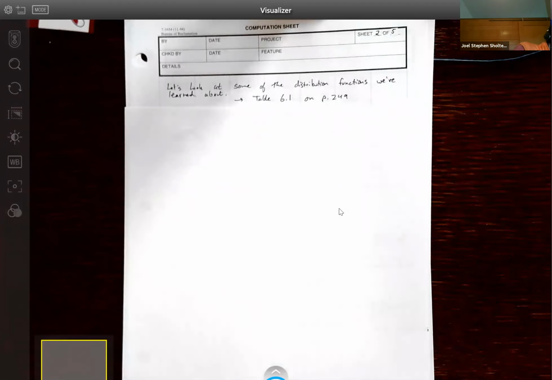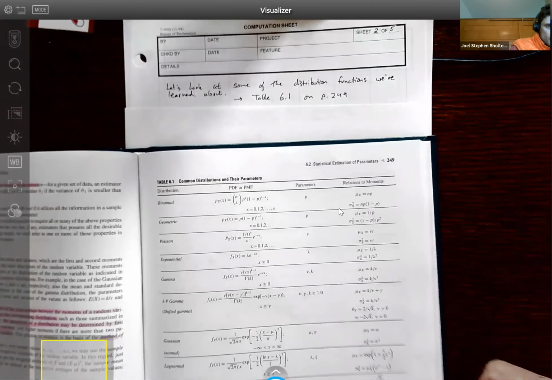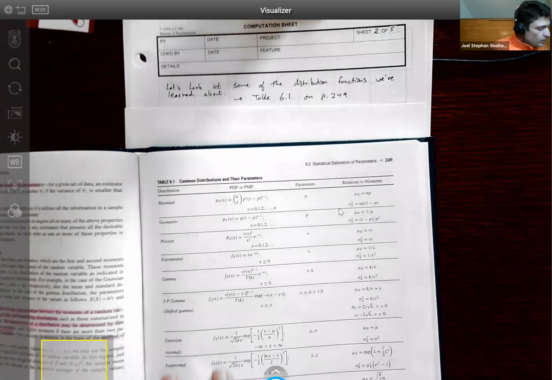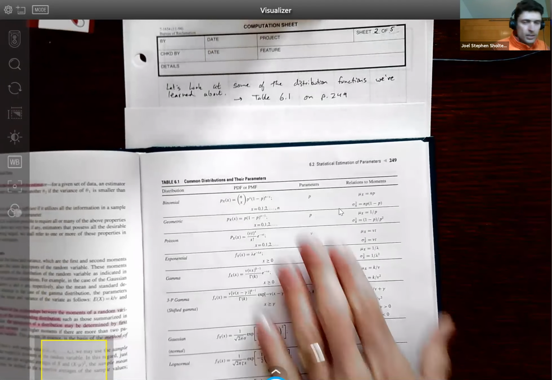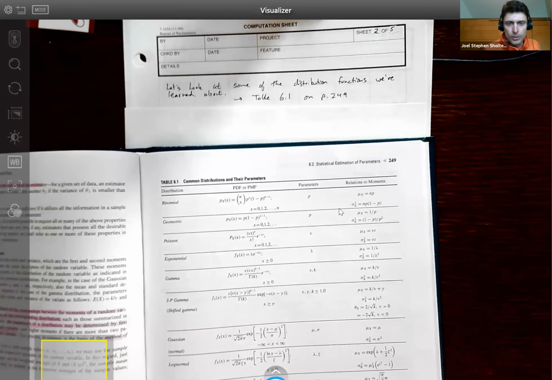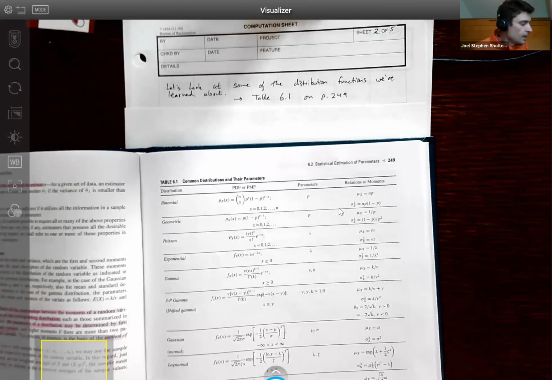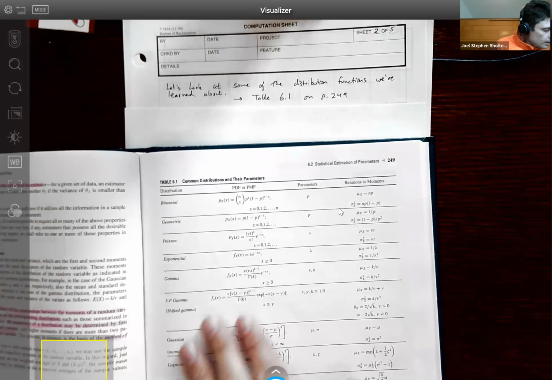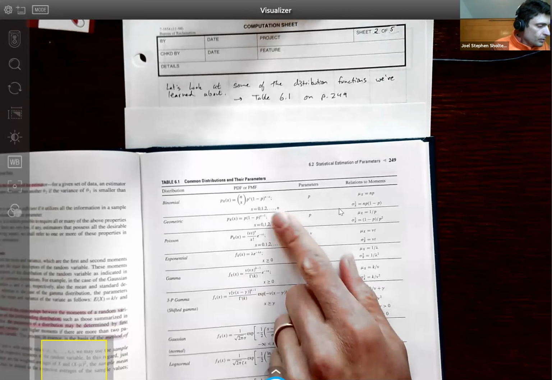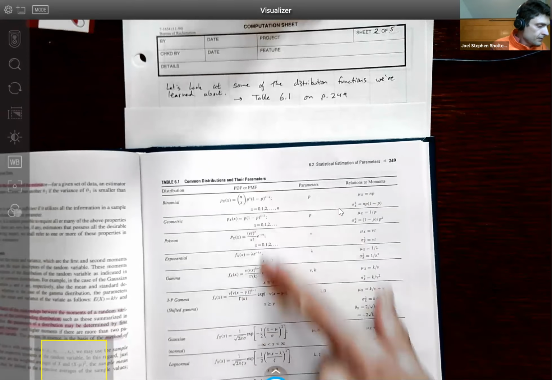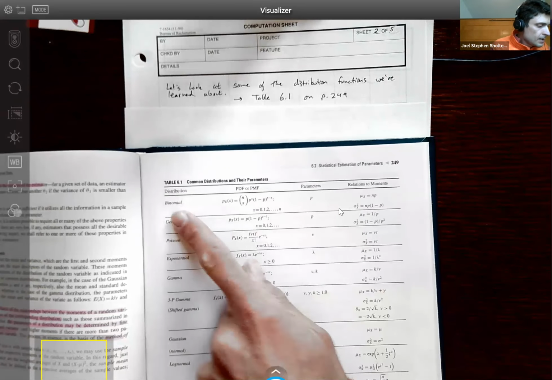Okay, so let's look at a bunch of distribution functions. If we go to page 241, table 6.1 in our book, there's a huge table of distribution functions, some of which we've talked about in class, some of which we haven't. Each of these distributions has different parameters. So here's the PDF, here's the name, and then we have parameters.